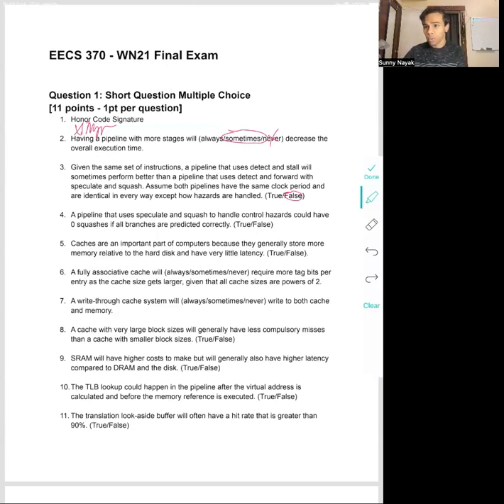Okay, so what is speculate and squash? Speculate and squash is our control hazard resolution, and it allows us to guess whether a branch is going to be taken or not. If we're correct on which branch is taken, we continue to execute the correct instructions, and it's all good, right? And I have 0 stalls.